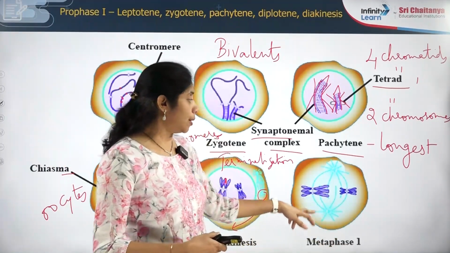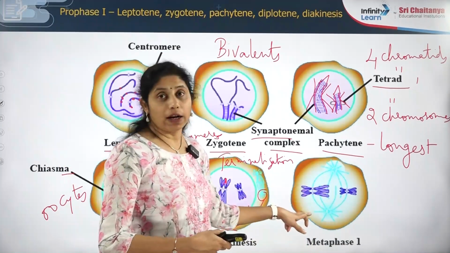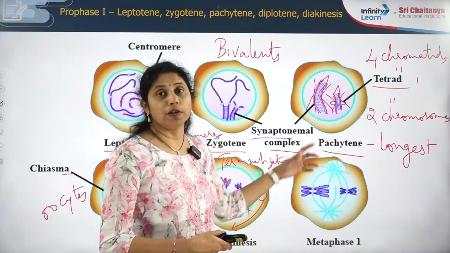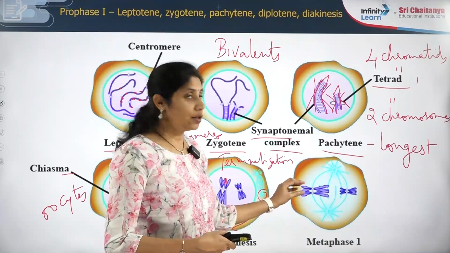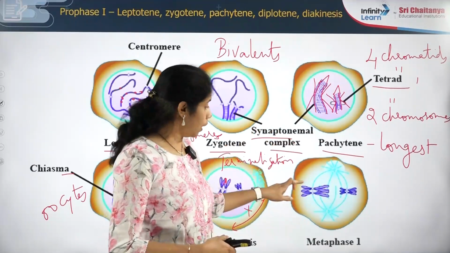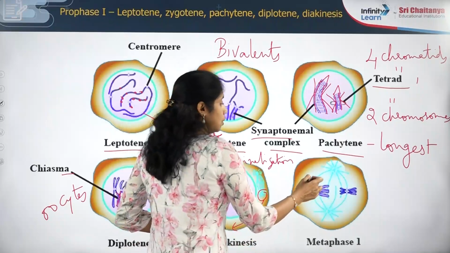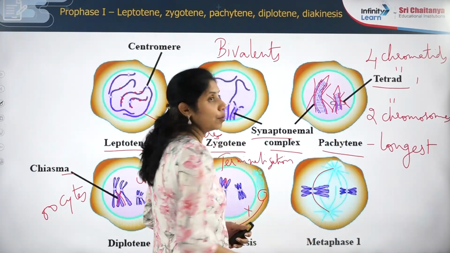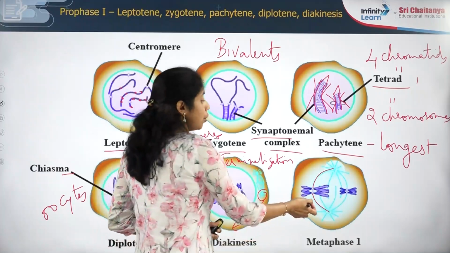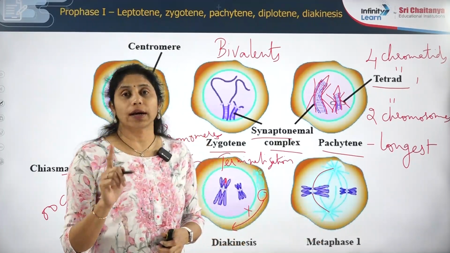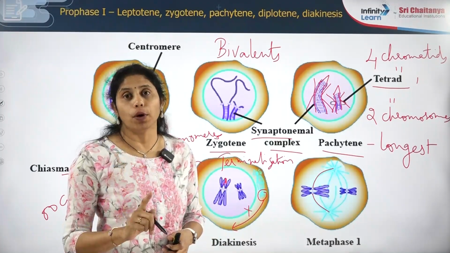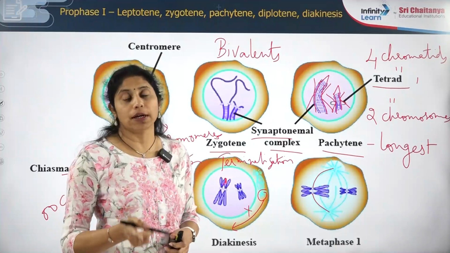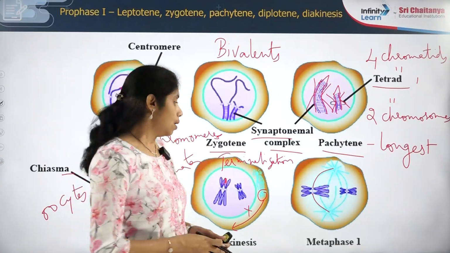You can see that in metaphase 1, each bivalent will be attached to the opposite poles. Each bivalent is having 2 chromosomes. One chromosome is attached to one pole only. Another chromosome of the bivalent is attached to the opposite pole. So this is an important point: one chromosome is attached to only one pole, not to both the poles. That is the difference between mitosis and meiosis.